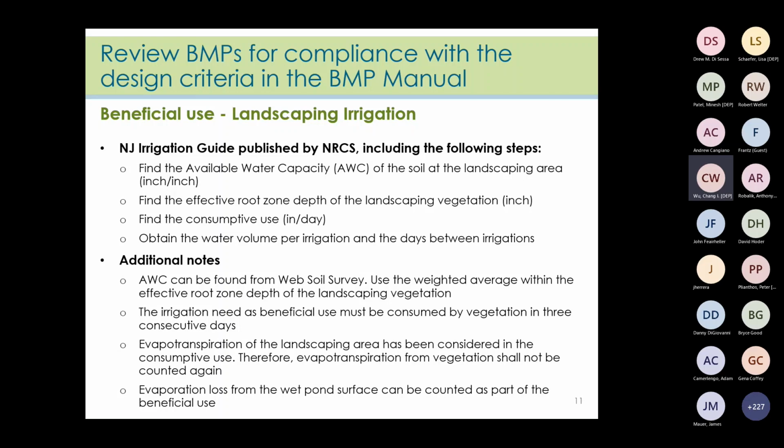Also, when the design engineer submits the irrigation estimations, normally they will also estimate the loss of the pond due to evaporation. That's okay, because when the pond is heated under the sun, it would have evaporation, and you can count that loss toward the use. But when you have the estimation of the landscaping irrigation through the NRCS irrigation guide, you cannot also add the evapotranspiration for the irrigation area, because the New Jersey irrigation guide, when it estimates the water consumption, already includes the consideration of the evapotranspiration of the irrigation area.